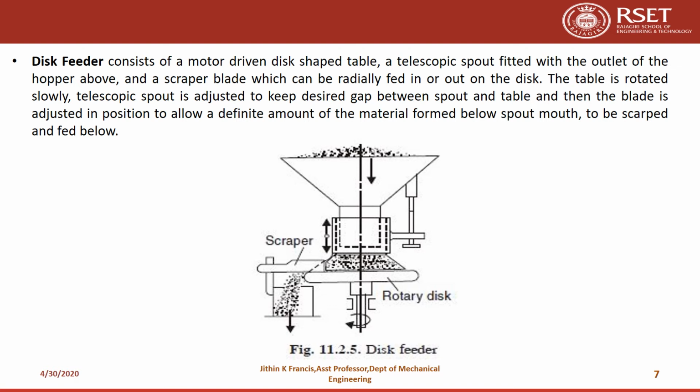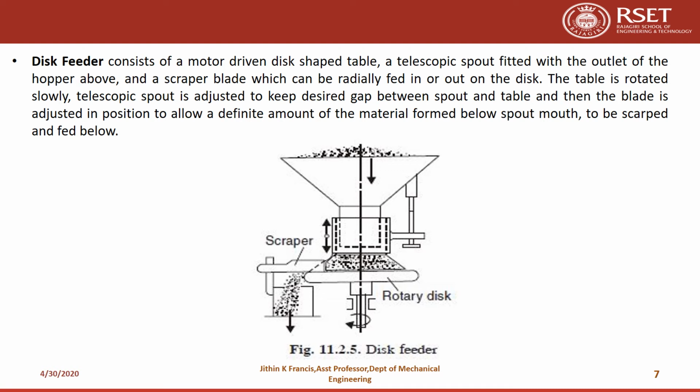A disc feeder consists of a motor-driven disc-shaped table, a telescopic spout fitted with the outlet of the hopper above, and a scraper blade which can be radially fed in or out of the disc. The table is rotated slowly. The telescopic spout is adjusted to keep the desired gap between spout and the table, and then the blade is adjusted to position to allow a definite amount of material formed below the spout mouth to be scraped and fed below.